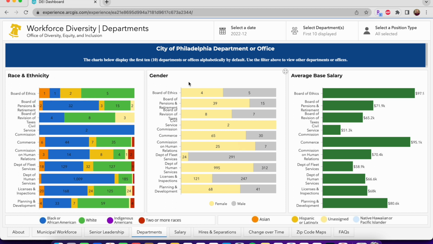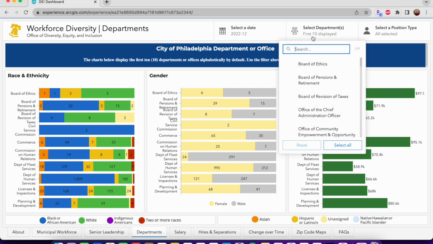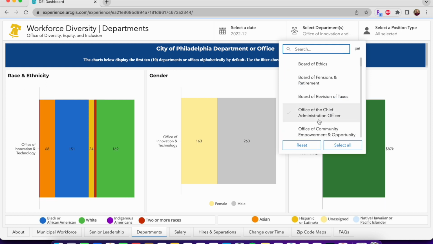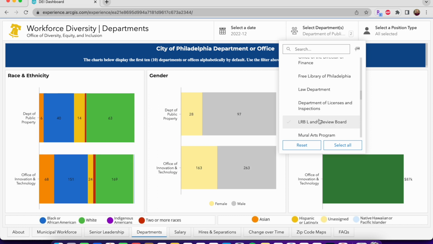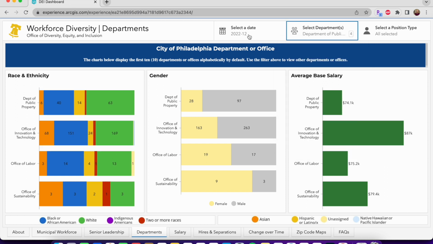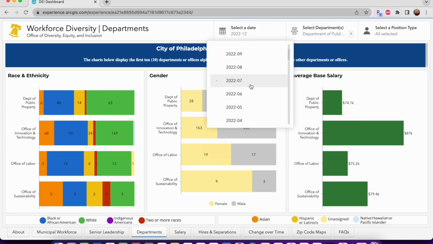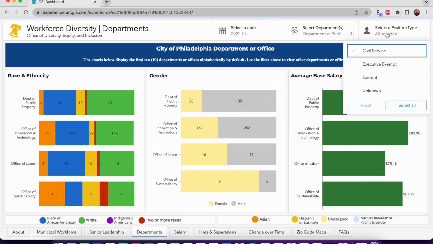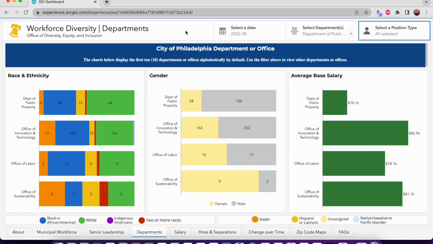The way each of these bar graphs work is it defaults to showing you the first 10 departments or offices alphabetically. But if we want to see other departments, you can type them in and select. I will just go through and select a few more at random. These are good for now. We'll look at these 4. And again, we can look at this data broken down at different dates, and you can select different position types as well if you prefer.